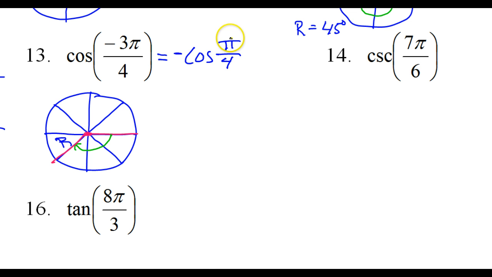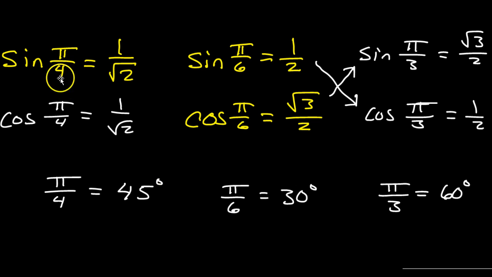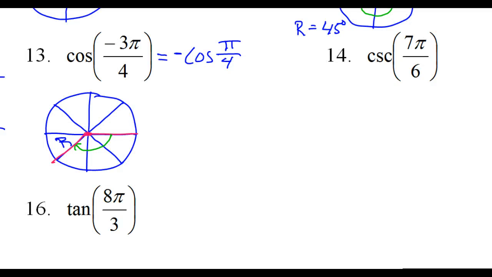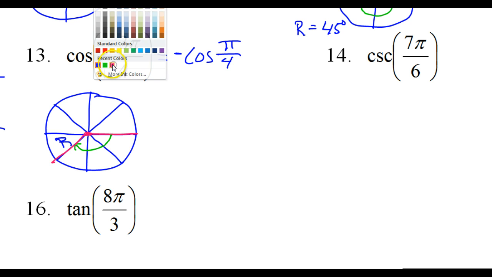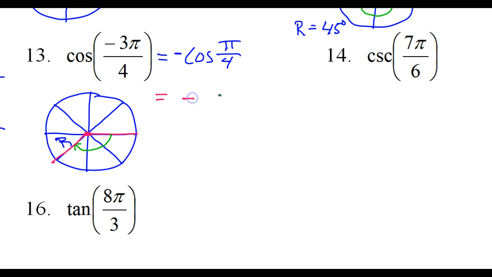Now, the cosine of pi over 4 is one of the things that we memorized. Alright, well, we memorized that sine of pi over 4 is 1 over radical 2, and then cosine is the same thing. So that's why we're going to have negative 1 over radical 2. And that's the final answer. That's it.